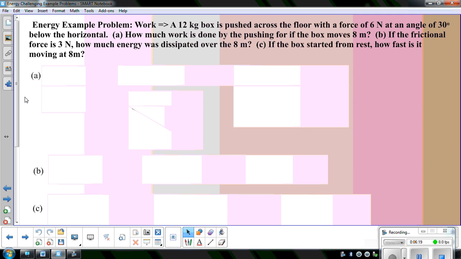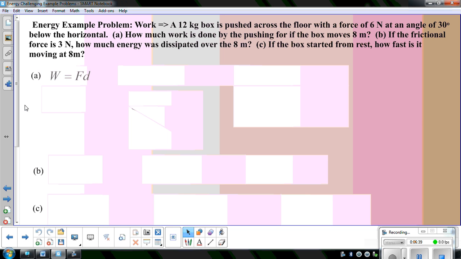Part A, how much work is done by the pushing force, it should say, if the box moves 8 meters, and B, if the frictional force is 3 newtons, how much energy was dissipated over the 8 meters, and part C, if the box started from rest, how fast is it moving at 8 meters?